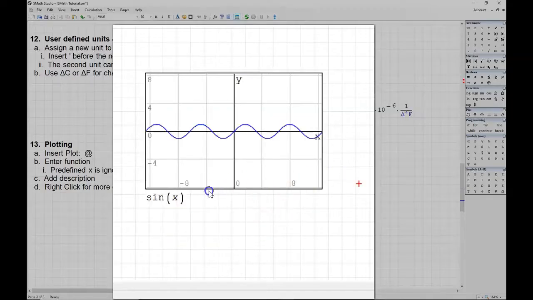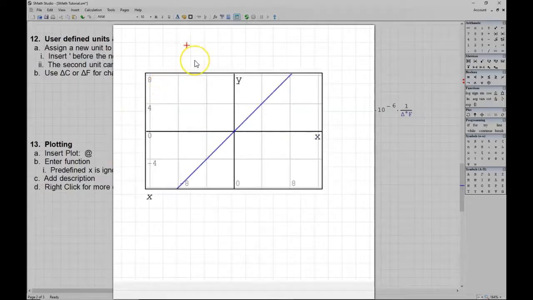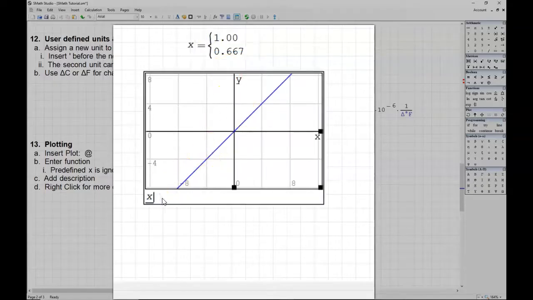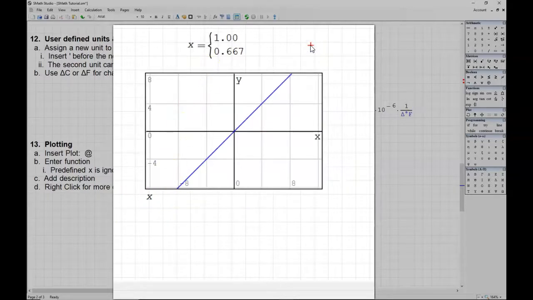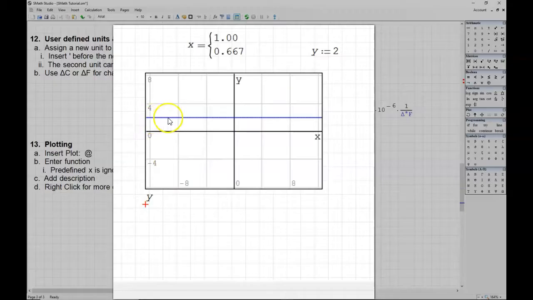So there's sine of x. We just type x. There it is right there. One thing to note is that x has been predefined, but that doesn't affect our plot. So in our function, any predefined value of x is ignored. However, if I were to have y equal to 2, and then come into my function down here and type y, we can see that it is 2, or let's put 4 there. It should go right on that line, as it shows there.